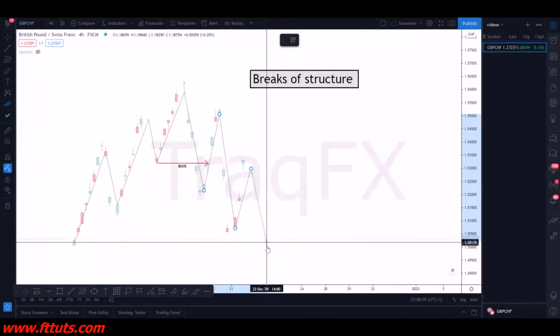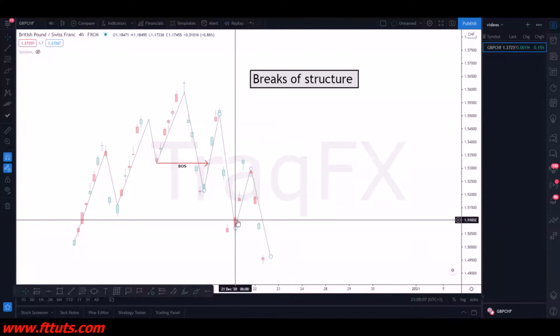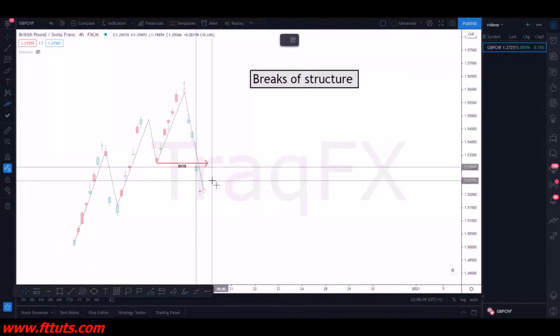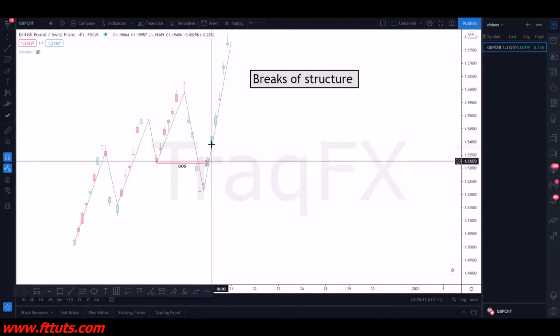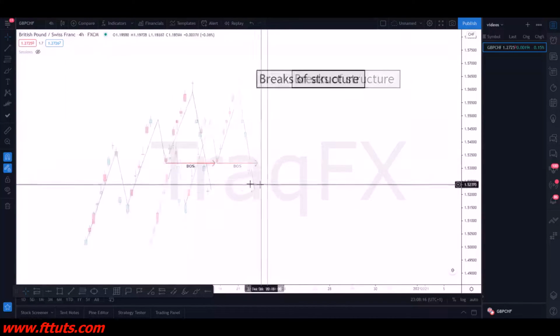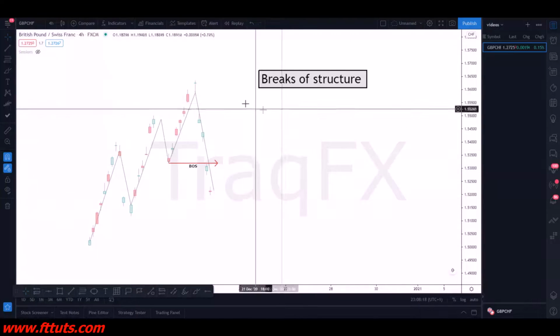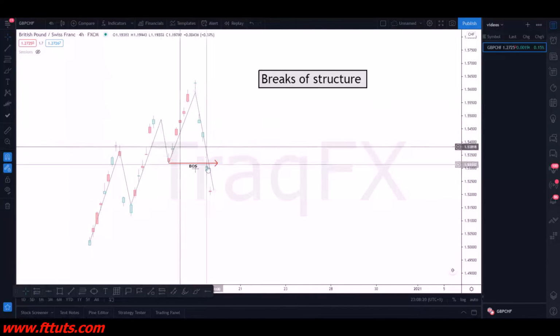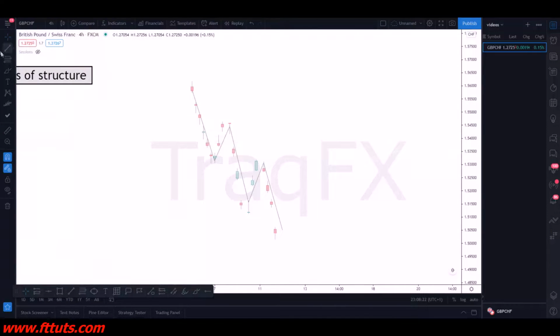Now most of the times you won't always see something like this happen. Rather, you'll see a break of structure and then you'll see a continuation back up, something like that, and we'll get into how to avoid those types of traps. But yeah, that's basically what a break of structure is for a bullish example.